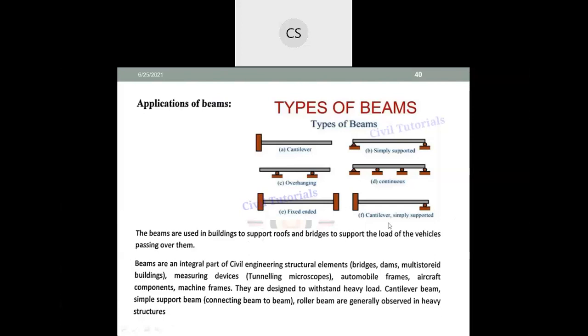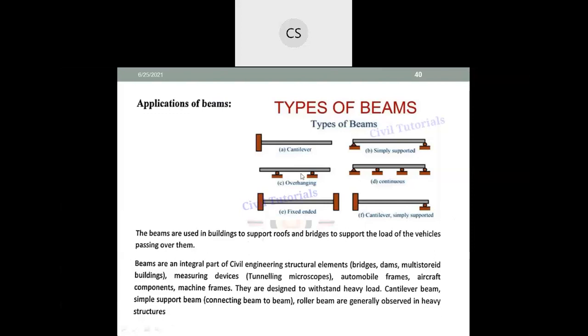Similarly, one more type is cantilever simply supported. One end is supported from the side, another end is supported from the bottom. Okay, this is also possible. So depending on which type of beam, you can use it for different applications. Cantilevers and beams have plenty of applications. In your daily life, you can see all this.